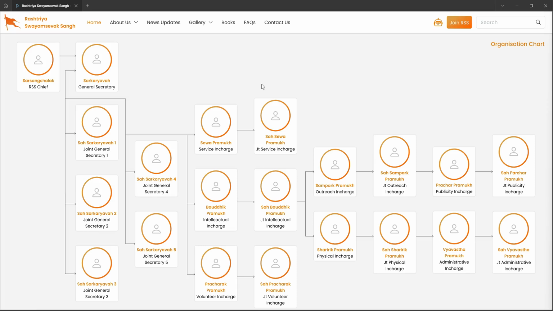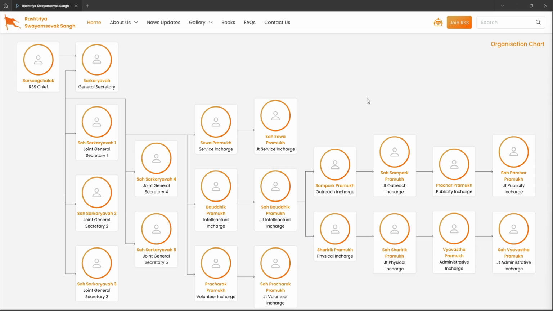Second point, public transparency. For visitors, news, Swayamsevaks, and media, this chart explains who does what within the Sangh with clarity and confidence. And third point, digital maturity. This is a modern move to visually reflect the strong organizational discipline RSS has always followed offline.